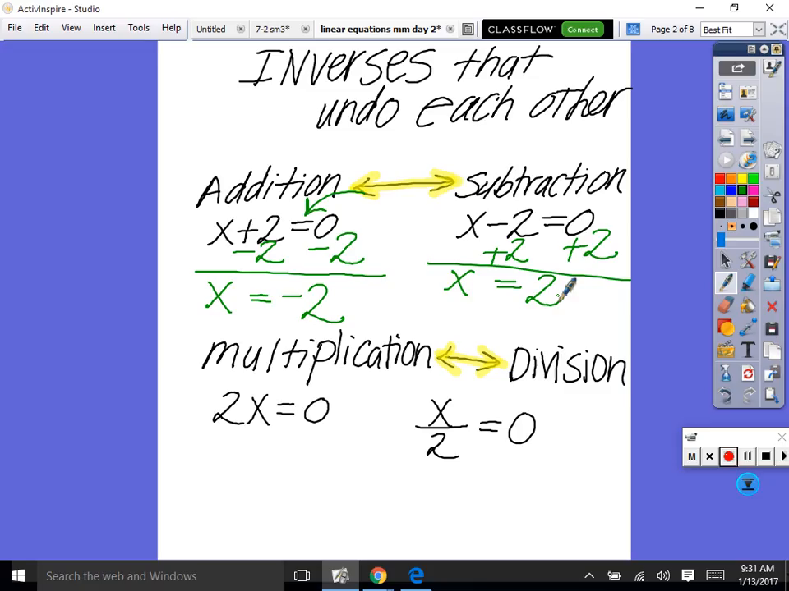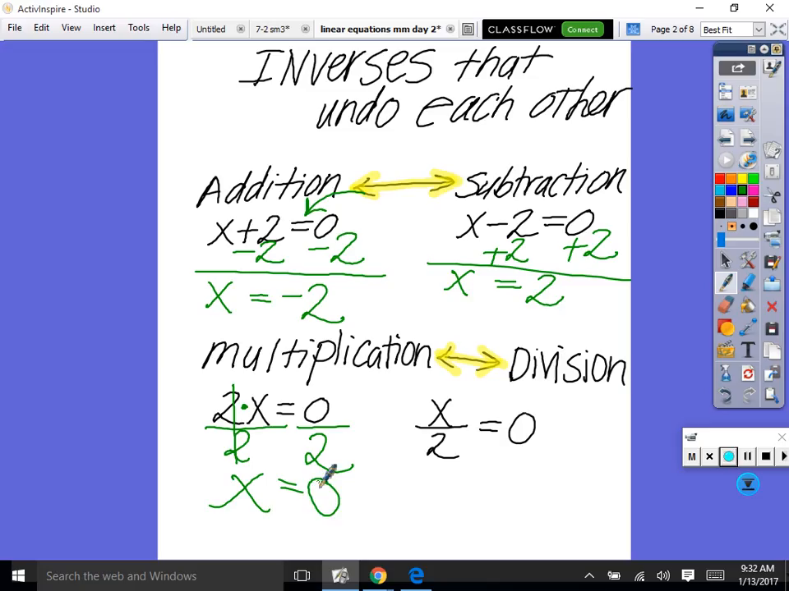Okay, multiplication undoes division, and division undoes multiplication. They're inverses of each other. So look, this is 2 times x. Correct, everybody? If I said to you, solve for x, we need to undo the multiplication. What undoes multiplication? Division. So we would divide both sides of the equation by 2. Now look, 2 divided by 2 becomes a 1, correct? 1 times x is just simply x. That's equal to 0 divided by 2, which is 0. So our answer is 0 here.